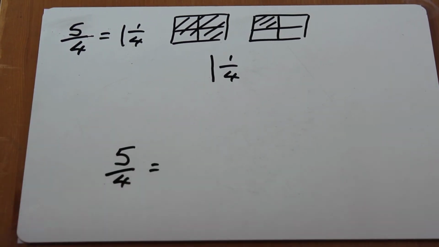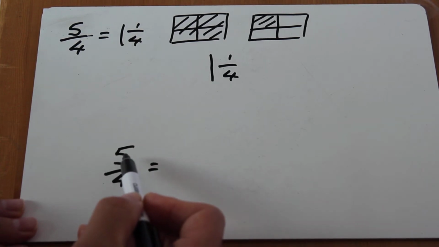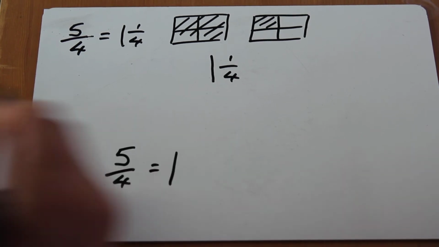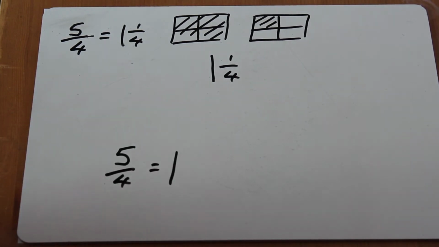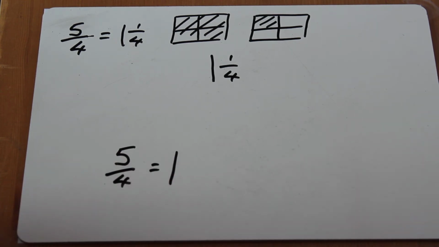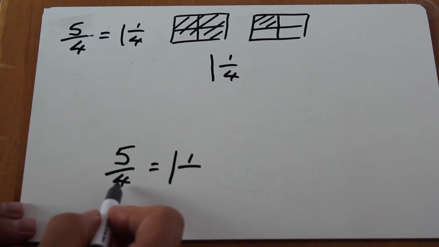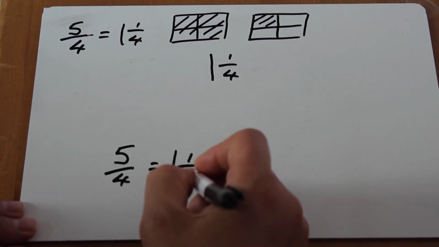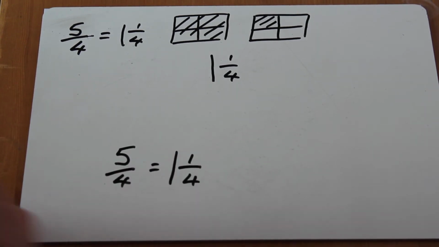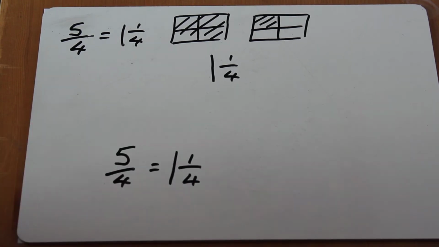We have our fraction 5 quarters, and what we do is we take the 4 and we see how many times it divides into the 5, and it goes in once. Then there's a remainder, because this doesn't divide exactly into that. There's a remainder of 1. And the number that we divided by, the denominator, stays the same. Okay, so 4 into 5 goes once, and there's a remainder of 1.